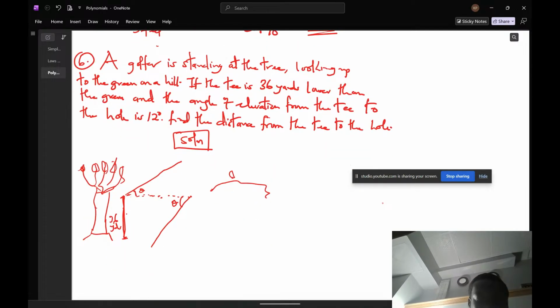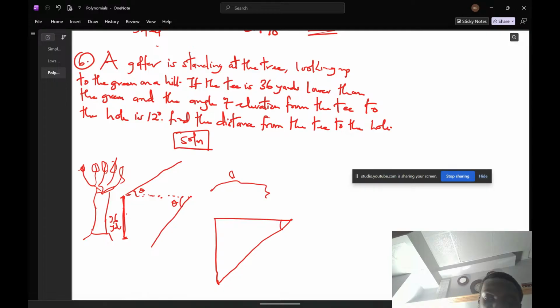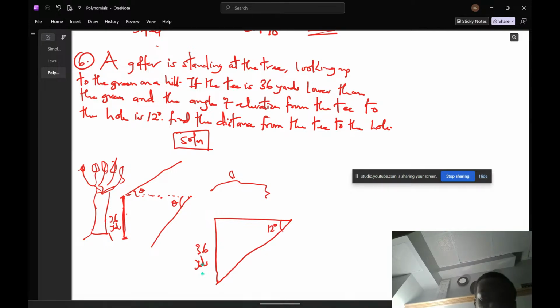So now let's draw it like this so that we'll make it much easier to comprehend. Because this angle will be equal to this angle. This is what we call alternate angles. So this will be theta, and this place will be 36 yards. Sorry, this place is 12 degrees, not theta. Lower than the green.